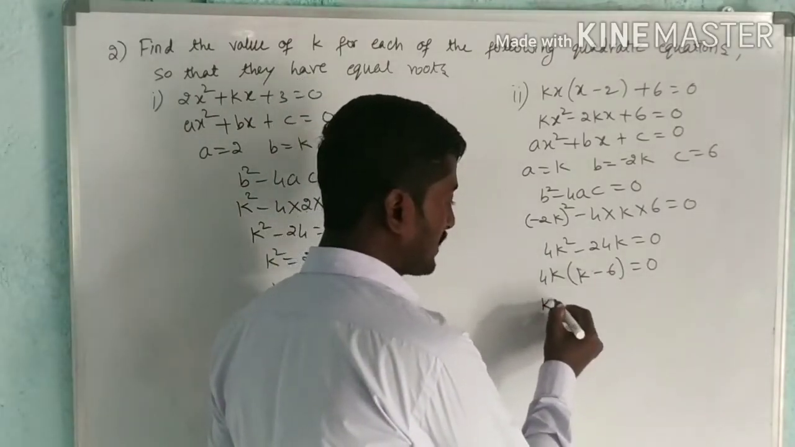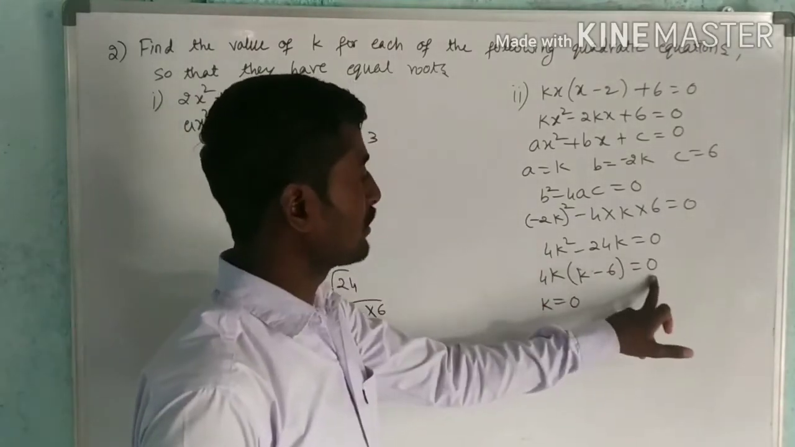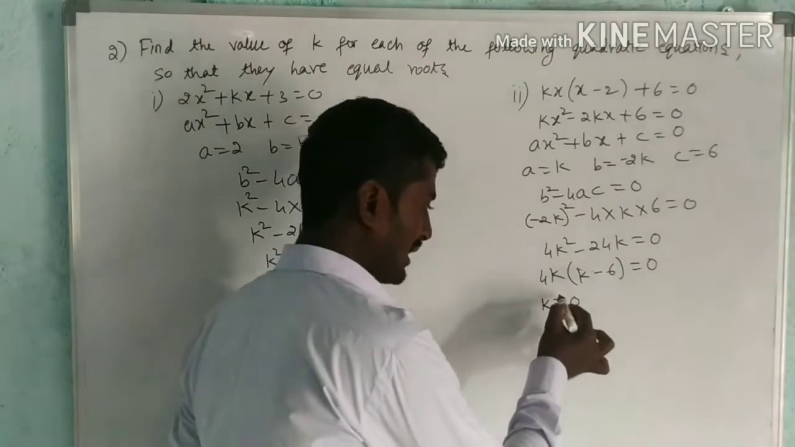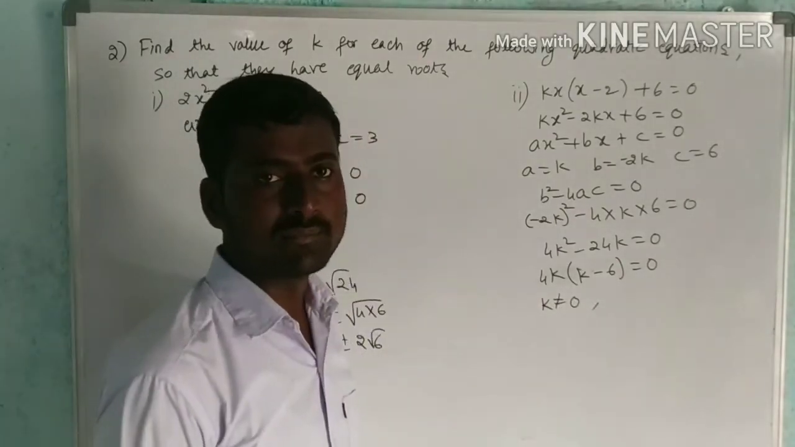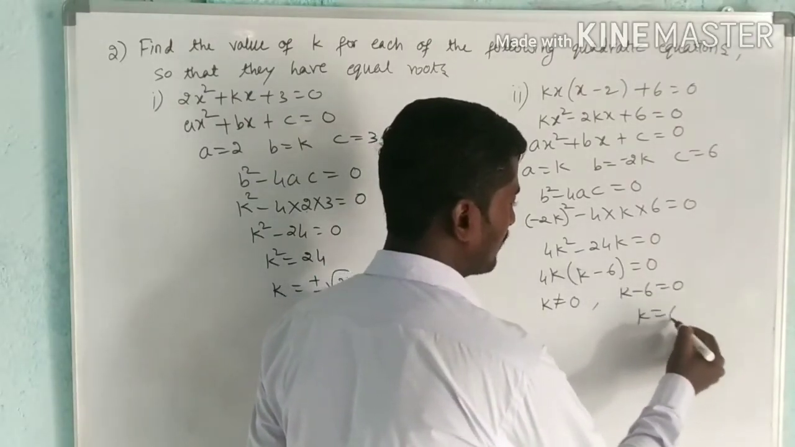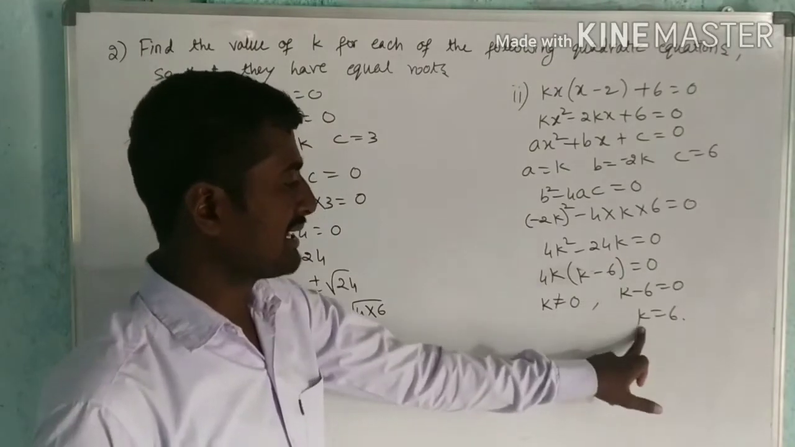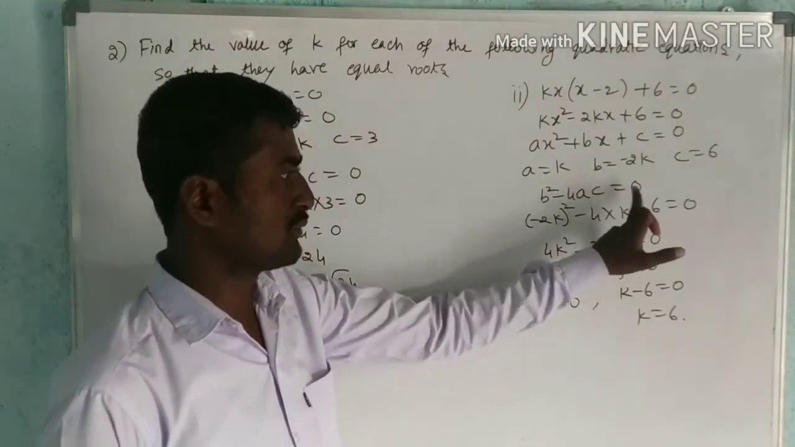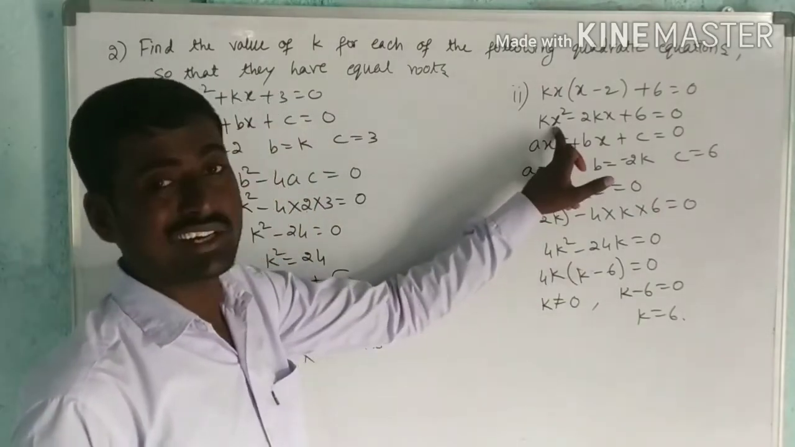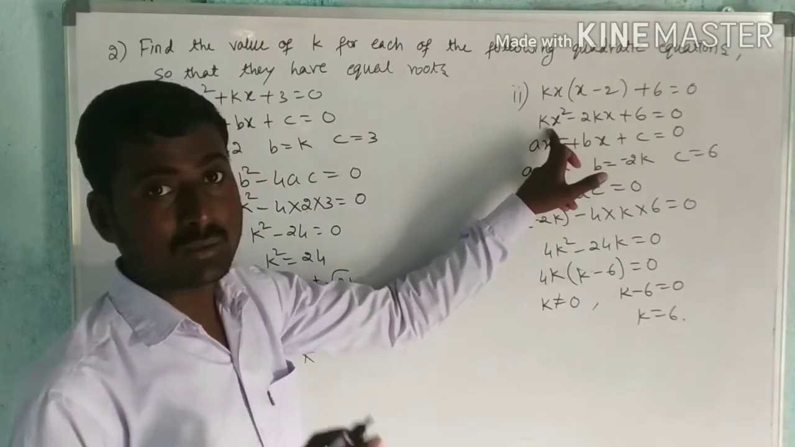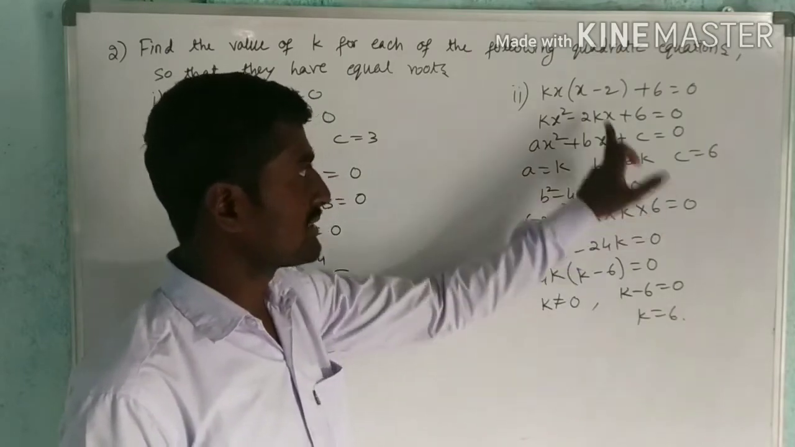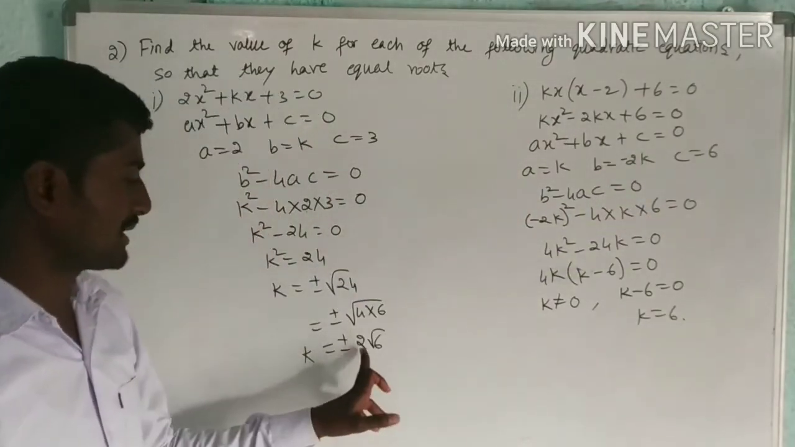Now here, if suppose k is equal to 0, then it may not be a quadratic equation. So I should write k must not be equal to 0 here. Another one is k minus 6 is equal to 0, k is equal to 6. The only possibility is k equal to 6 to get b square minus 4ac equal to 0. If I take k equal to 0, then it may not be a quadratic equation, so the a term must not be equal to 0. So k should not be equal to 0. So the possibility is k equal to 6. And in the earlier case, the possibility is k equal to plus or minus 2 root 6.